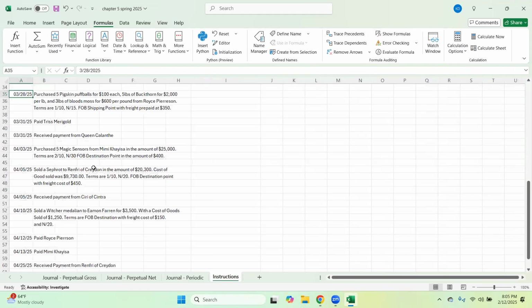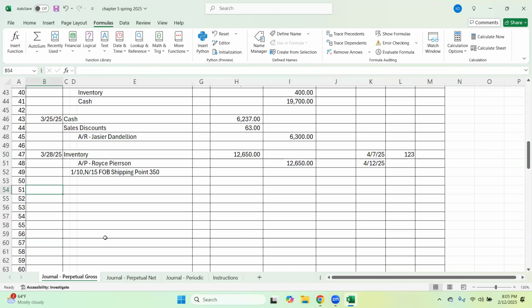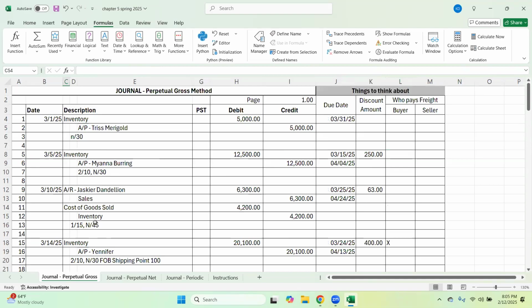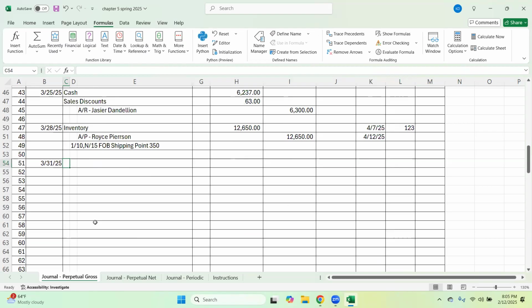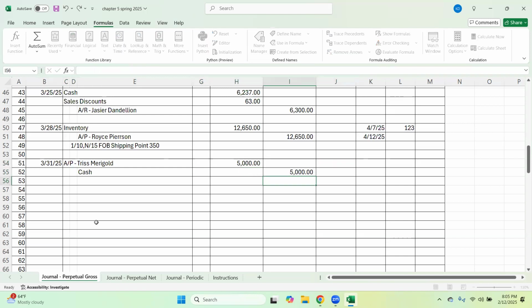Makes me happy. Okay, I'm at 331. I'm gonna pay Tris Marigold. I think that one was way up at the top. Yeah, 5,000. Accounts payable is a liability. To get rid of a liability, we are going to debit. Offsetting entry is cash. That was easy, huh? Don't you love it when I give you guys easy ones?